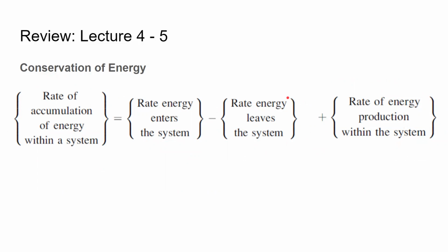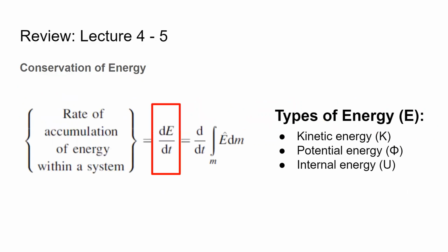So let's dive deep into each of these different parts and the math behind each one. Let's start with rate of accumulation. To define rate of accumulation, we simply use dE over dt, with capital E denoting energy. So we have the change in energy over time.